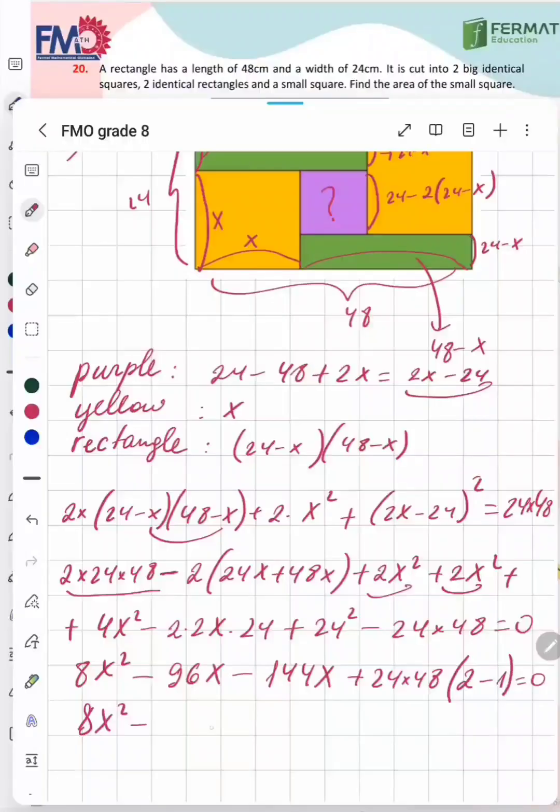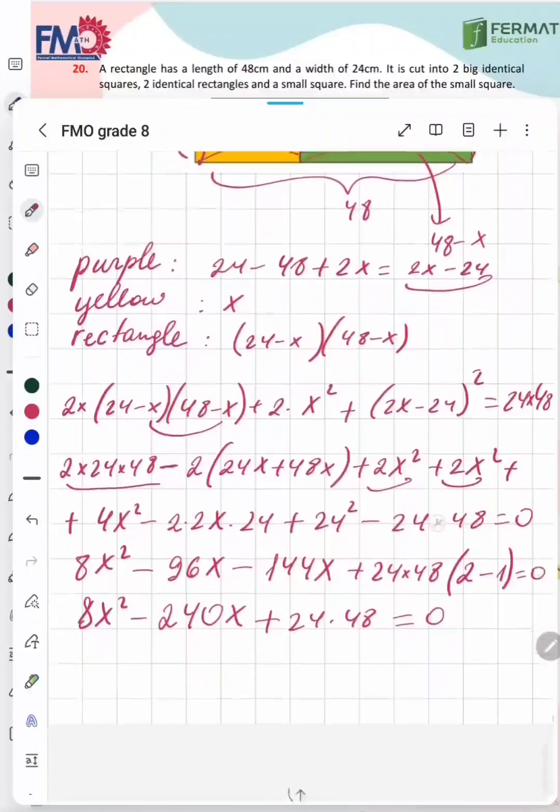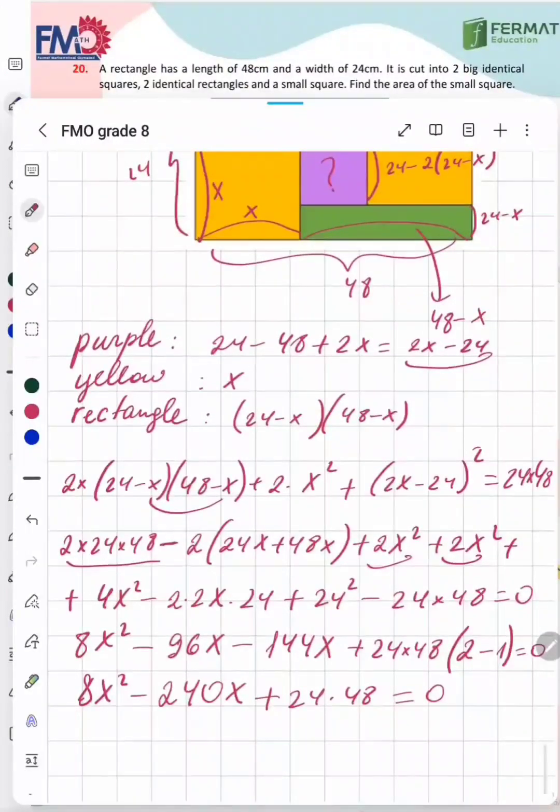8x squared minus, collect like terms, it's going to be 240x plus 24 times 48 times 1. We don't write it. Now we can simplify all the coefficients by 8. Let's do it. x squared minus 30x plus 3 times 48. So what's 3 times 48? It's 216 equals 0.